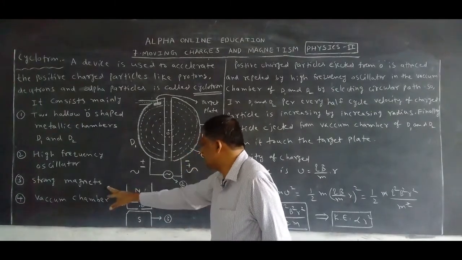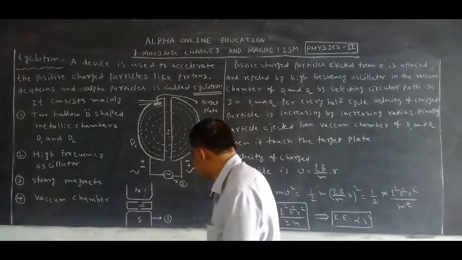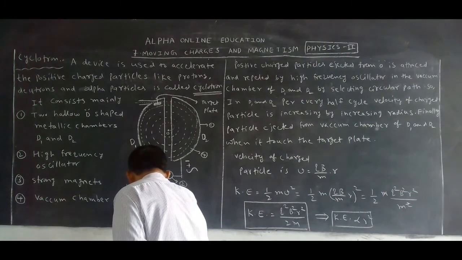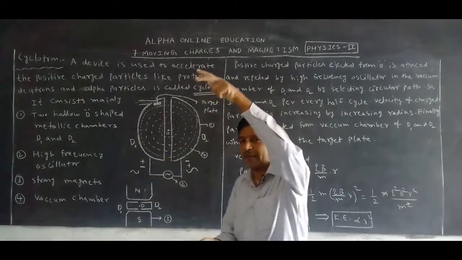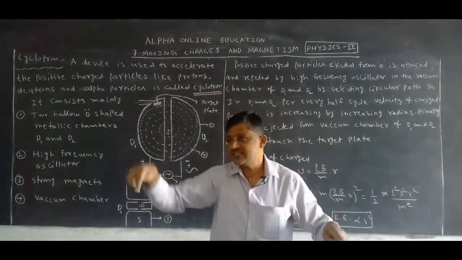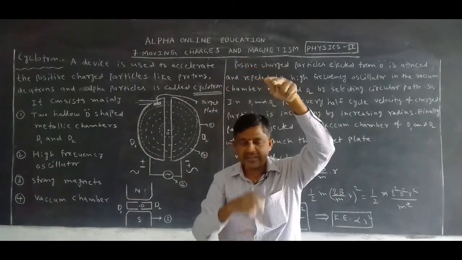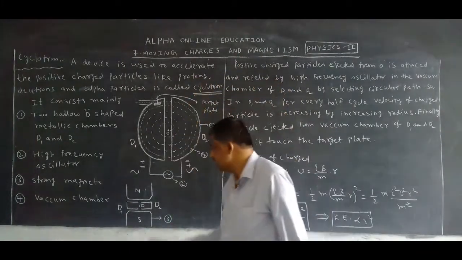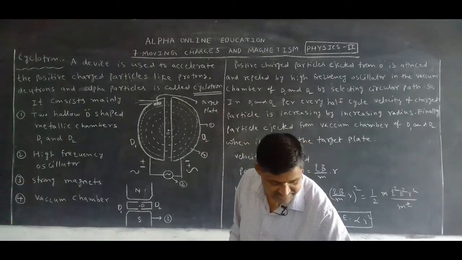And the third one, strong magnets. This whole arrangement is like this. This is D1, this is D2, with north pole and south pole. Both are placed in the strong magnets. Between D1 and D2 we take a strong magnet. Then after, this is totally vacuum, nothing exists. This is the design.